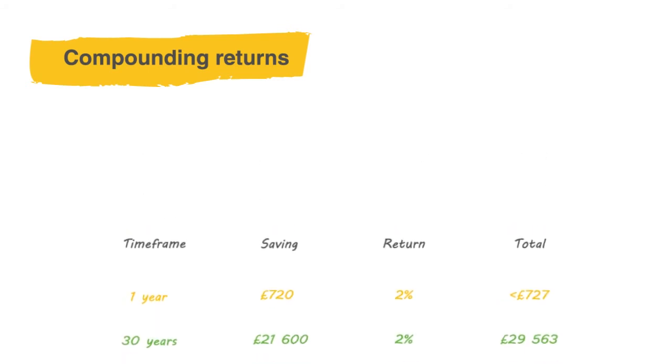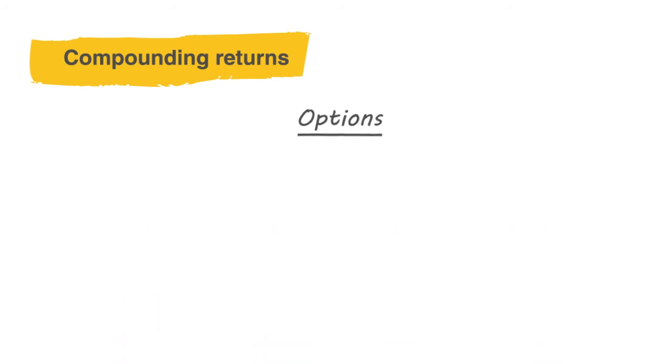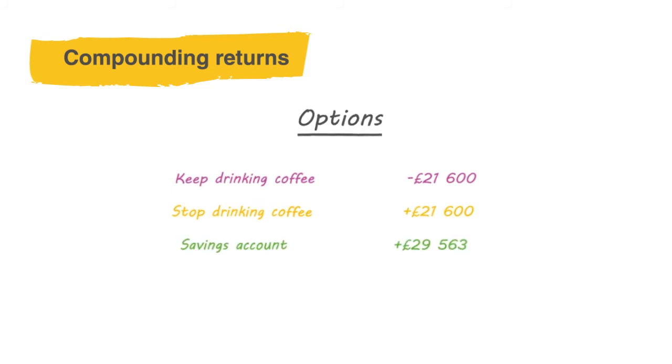So here are some of your potential options. You could continue to drink coffee. You could stop drinking coffee and start putting the money in a box under your bed. You could stop drinking coffee and start putting the money in a savings account with a nominal 2% return. Or you could stop drinking coffee and start putting the money into a diversified basket of shares in global companies.